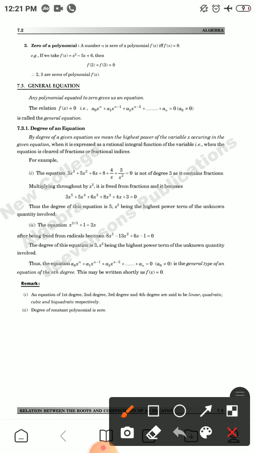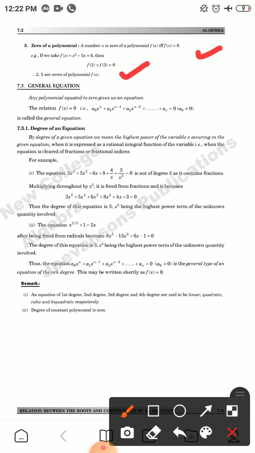Next, zero of a polynomial. A number alpha is a zero of a polynomial f(x) if and only if f(alpha) equal to 0. Example, if we take f(x) equal to x raised to power 2 minus 5x plus 6, then f(2) is equal to f(3) is equal to 0. Therefore, 2 and 3 are zeros of polynomial f(x).